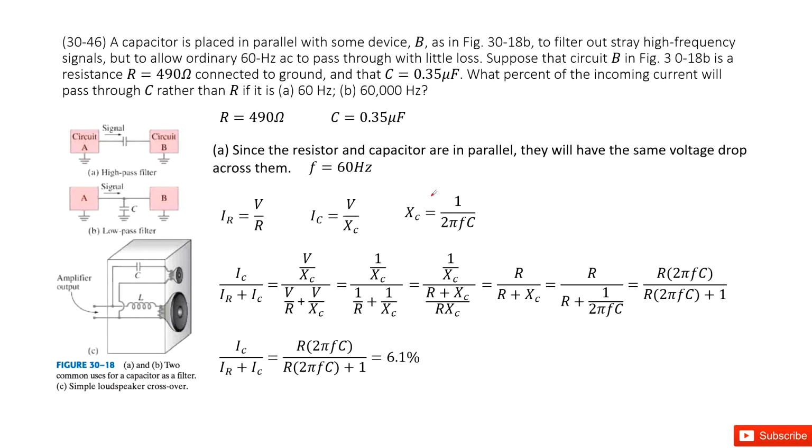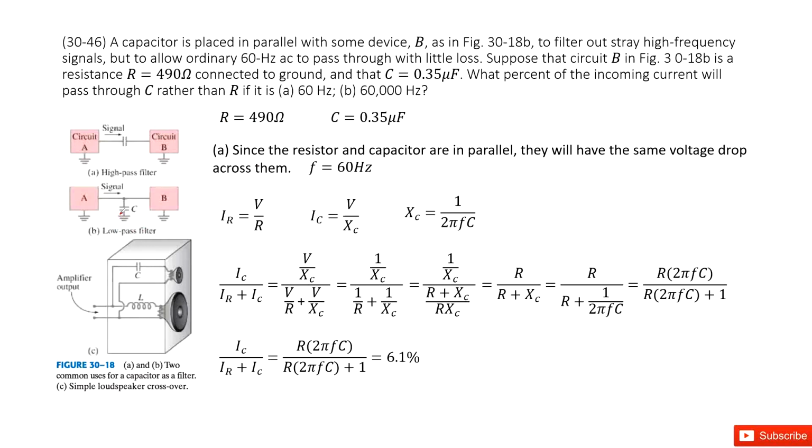Let's look at problem 46 in chapter 30. Chapter 30 is about inductance, electromagnetic oscillations, and AC circuits. Here you can see we have a circuit, this part. It tells us a capacitor C is in parallel with a device B. And this B, we consider it as a resistor. R is given, so you can see R and C are given.